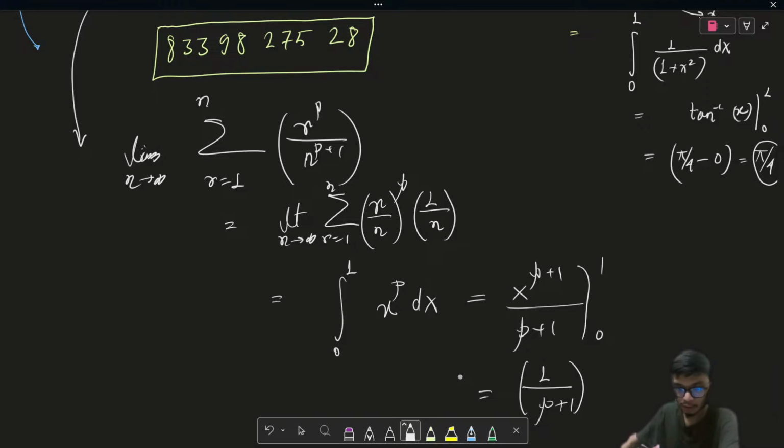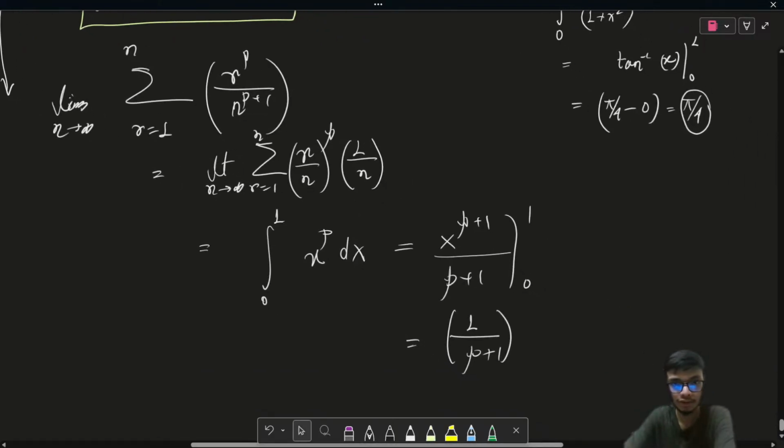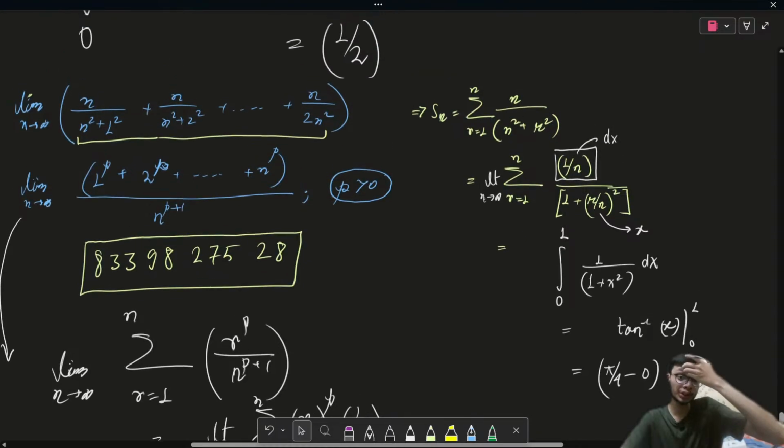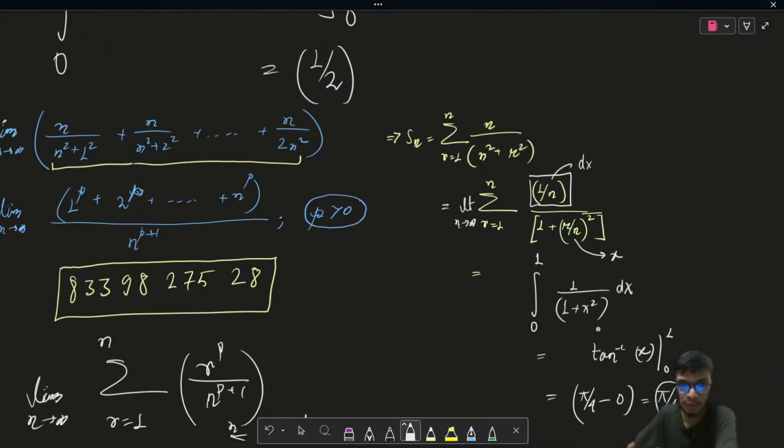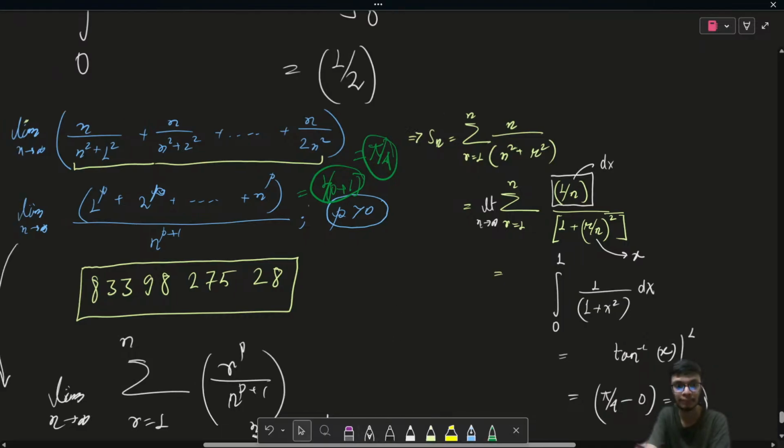I hope this solution is clear to all of you. So the two questions that I gave all of you to solve, the answers are as follows. The first answer is pi upon 4. And the second answer is 1 upon p plus 1. So these are the two answers of the questions.